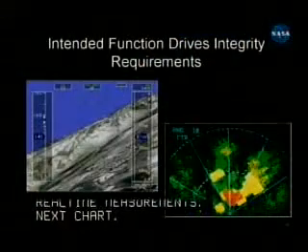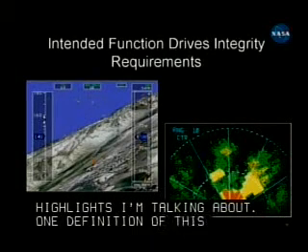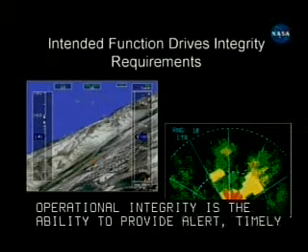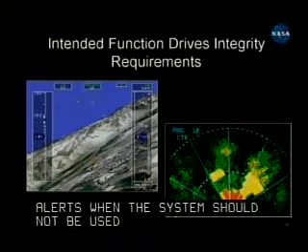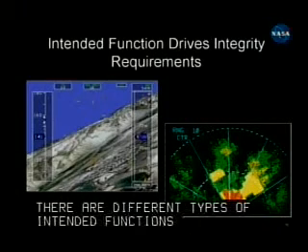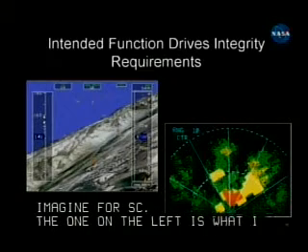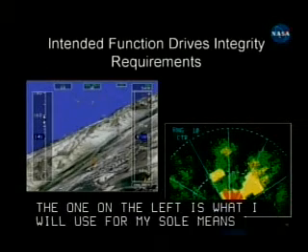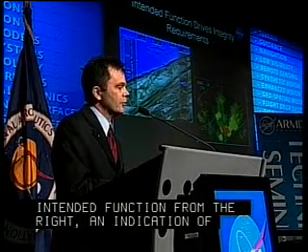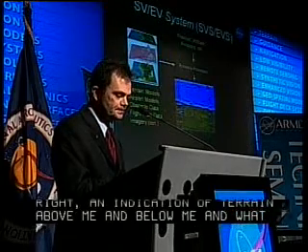One definition of this operational integrity is the ability to provide alerts, timely alerts, when the system should not be used for its intended function. And there are different types of intended functions you might imagine for SV. The one on the left is where I'm going to use this for my sole means to land the airplane. Okay, that's a different intended function from on the right, where it's just an indication of terrain above me, terrain below me, and just what they call situational awareness information, not to be used for navigation. Next chart.